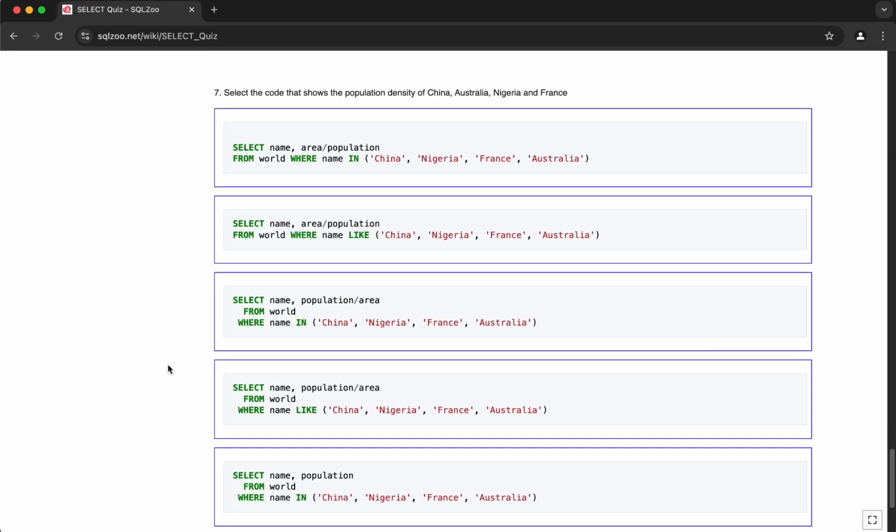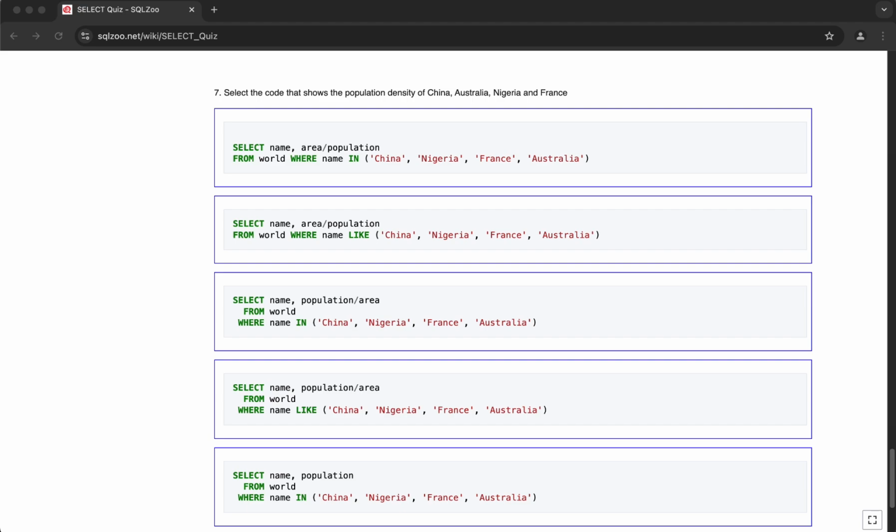Let's look at number 7, which I believe is the last question in this quiz. And it asks us to select the code that shows the population density of China, Australia, Nigeria, and France. And just to verify, population density can be defined by population divided by land area. So that's a formula that you need to remember.